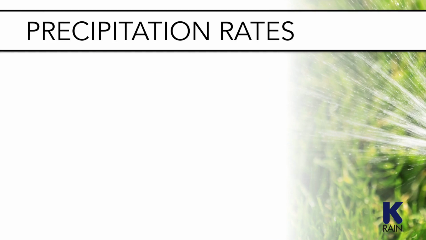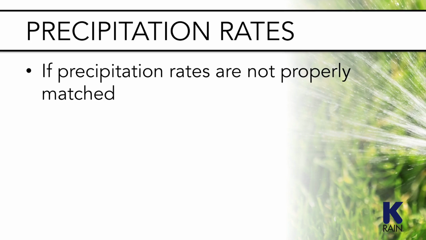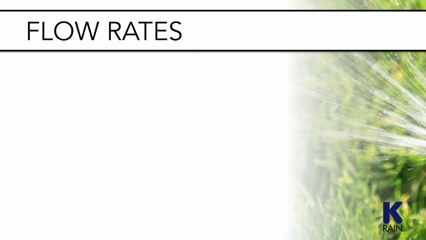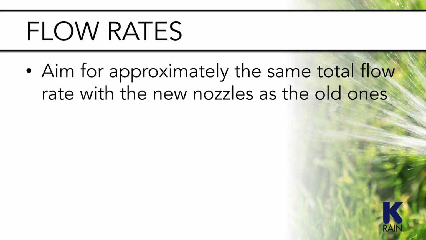If precipitation rates are not properly matched, you can easily address the problem by changing the nozzles. Be careful, though, to attend to the total number of gallons per minute on the zone. This should not exceed the maximum flow rate for the system. Aiming for approximately the same total flow rate with new nozzles as with the old ones will ensure that there is enough flow for the zone.